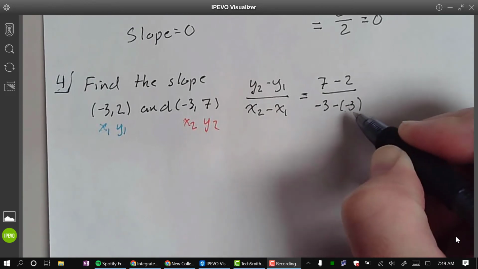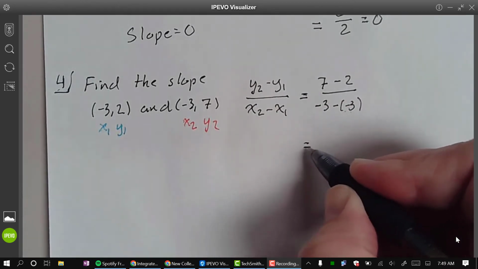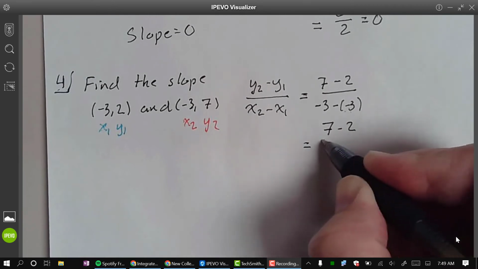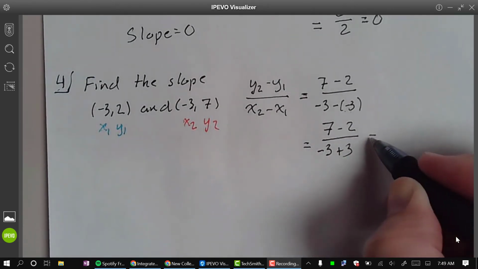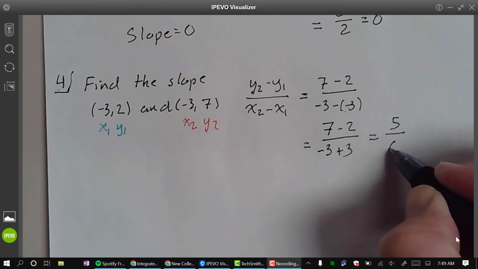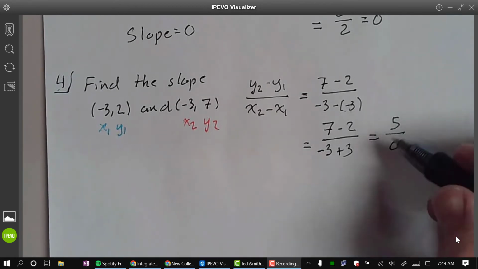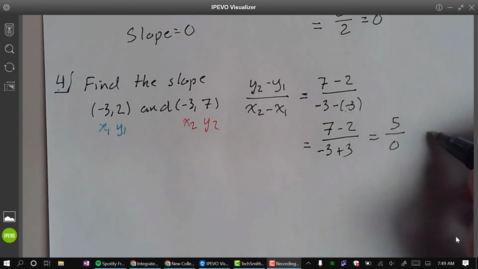Well, when we have the double negatives like this, it turns into a positive. So this becomes 7 minus 2 over -3 plus 3, which is 5 over 0. And we cannot divide by 0, so this problem is known as undefined.